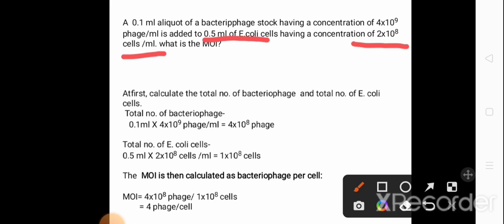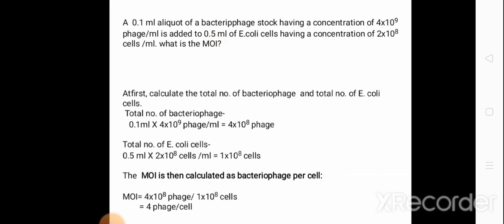The MOI is then calculated as bacteriophage per cell. So MOI is equal to 4 into 10 to the power 8 phage divided by 1 into 10 to the power 8 cells. That is 4 phage per cell. The answer is 4 phage per cell.